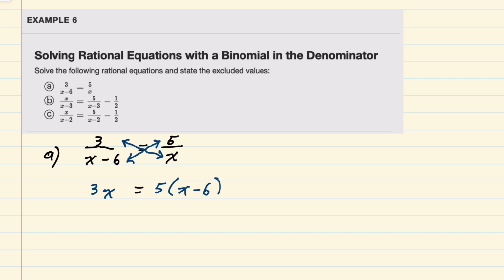Since the x minus 6 is 2 terms, I put it in parentheses to make sure that I multiply the 5 by each term. And I can do that as my next step to remove those parentheses. 5 times x, a 5x, and 5 times negative 6, a negative 30.